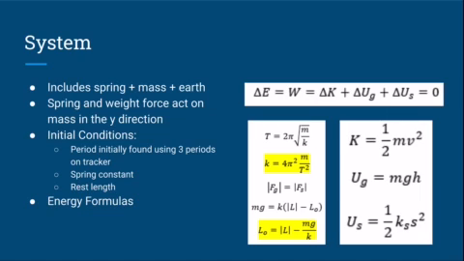Some initial conditions we'll need to code in GlowScript include the period, which was initially found using the 3 periods on Tracker. We use the period to find the spring constant and the rest length. And we'll also need our energy formulas pictured to the right. The formulas for kinetic energy, gravitational potential, as well as spring potential. And pictured next to that is our mathematics for how we found the period as well as the spring constant and then the rest length.